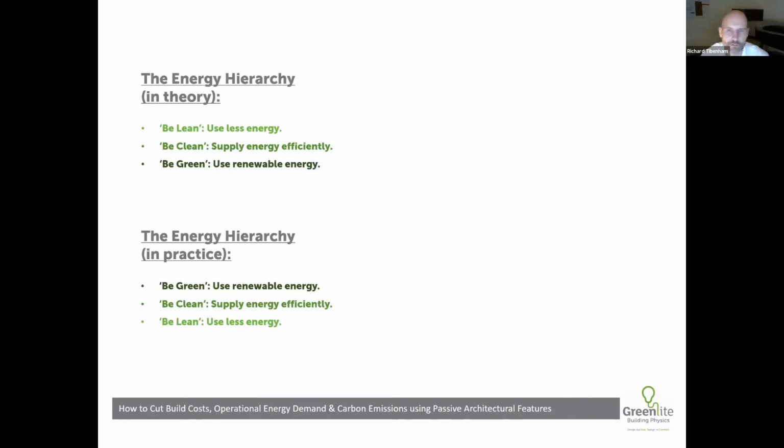Now, there are reasons for this, which we can maybe go into a bit more detail on in the Q&A, but industry-wide we refer to this as greenwash, because generally you end up with buildings which appear green on the face of it, but don't perform particularly well in practice.